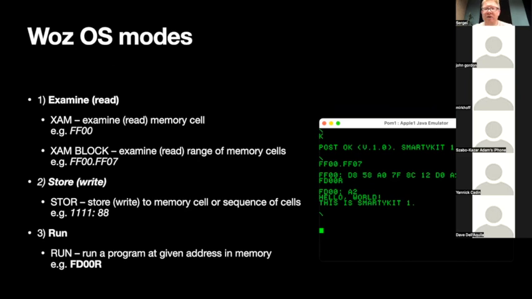Okay, yeah, what kind of modes does Woz operating system have? What can be done with this? So first of all, it can examine some memory area, some memory block. You can enter some address, in hex alphanumerics, and if you add a dot between them, it would denote that you need to enter the second address, and it would be the block from starting address to destination address.